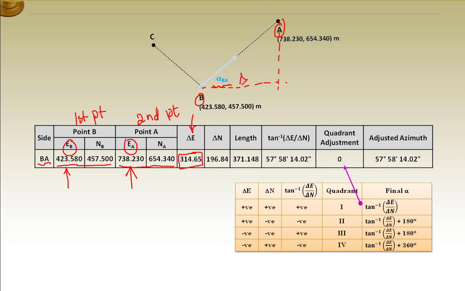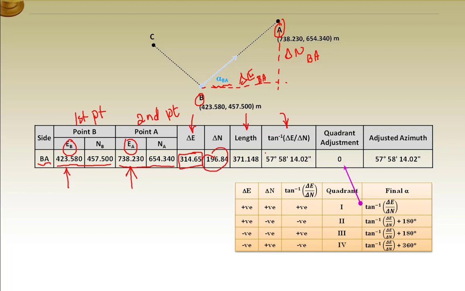So this is delta easting between B and A, and this is delta northing between B and A. Once we find them as delta E and delta N in the table, the length is not required to be calculated, but we calculated that anyways. Then we go to the tan. We have to evaluate first the tan inverse of delta E over delta N between B and A.